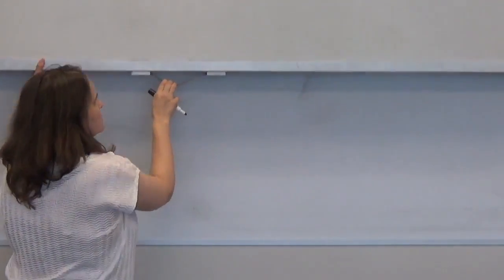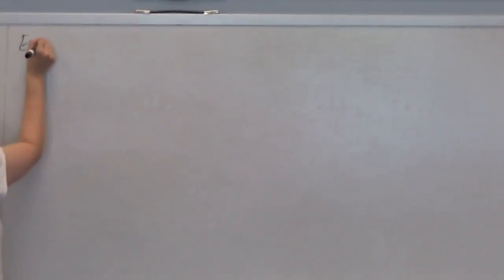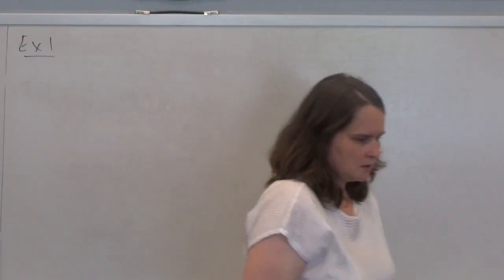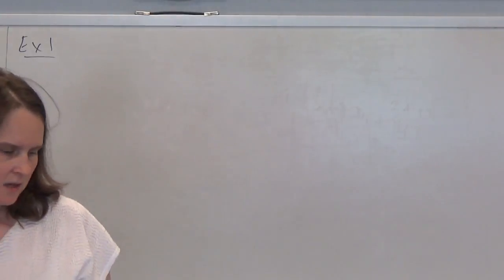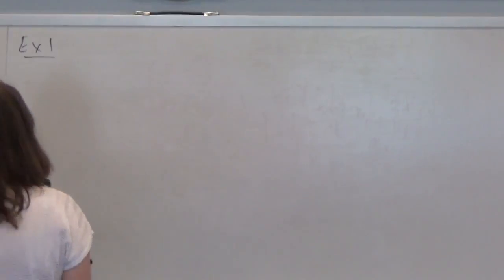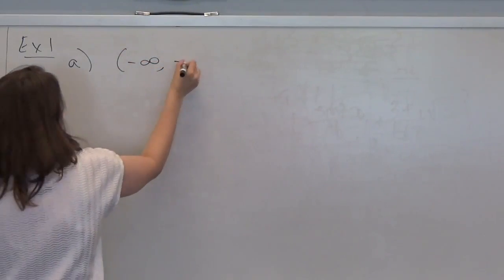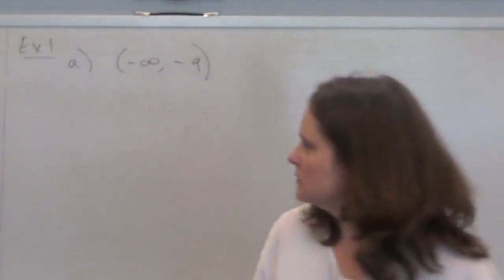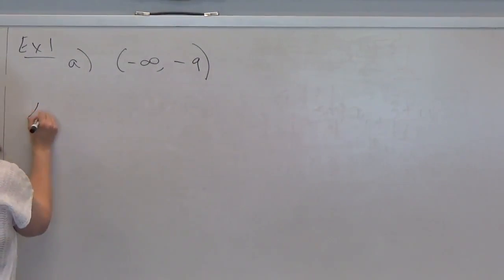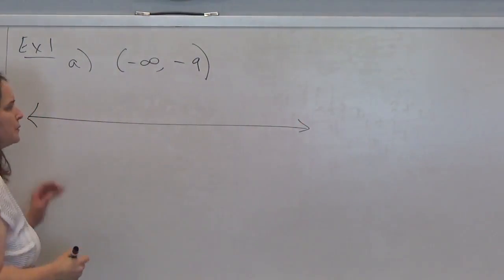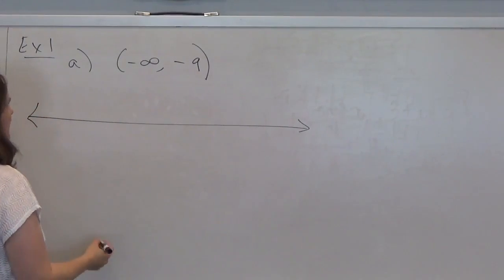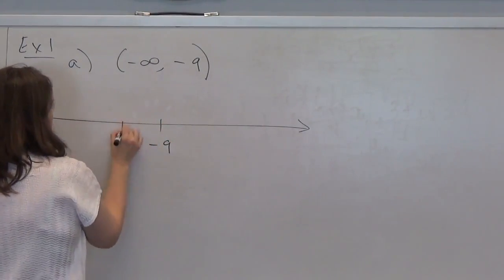Let's look at the example in the notes. Example 1. Example 1 asks us to write an inequality whose solution set is the given interval. Okay, so for part A, we have interval parentheses, -infinity, comma, -9, parentheses. Okay, so let's start by graphing this. Okay, now I'm not going to put every number from -9 to +9 up here. That's not necessary. Here's -9. I'll put some numbers surrounding it.